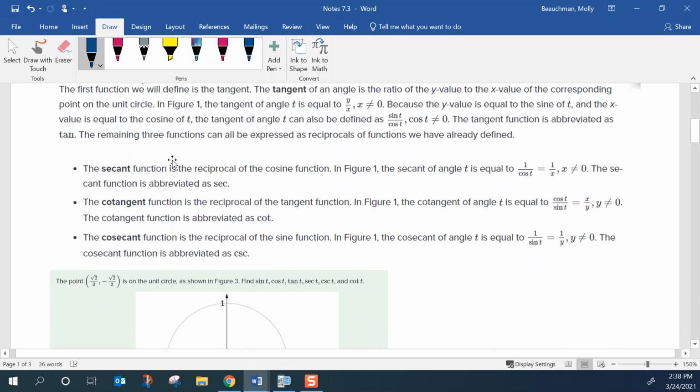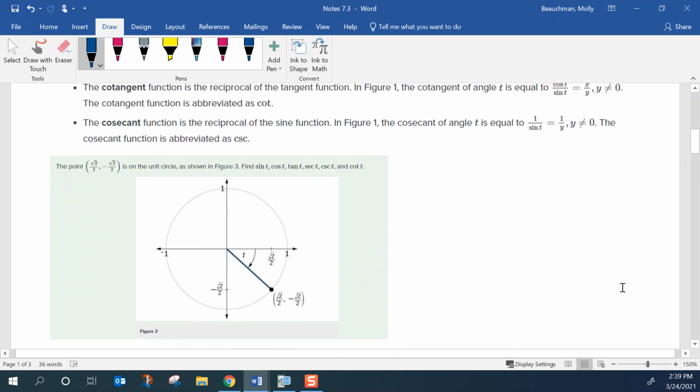So that's what the following describes. The tangent is sine divided by cosine. The secant is 1 over cosine. Cotangent, cosine over sine. Cosecant, 1 over the sine.